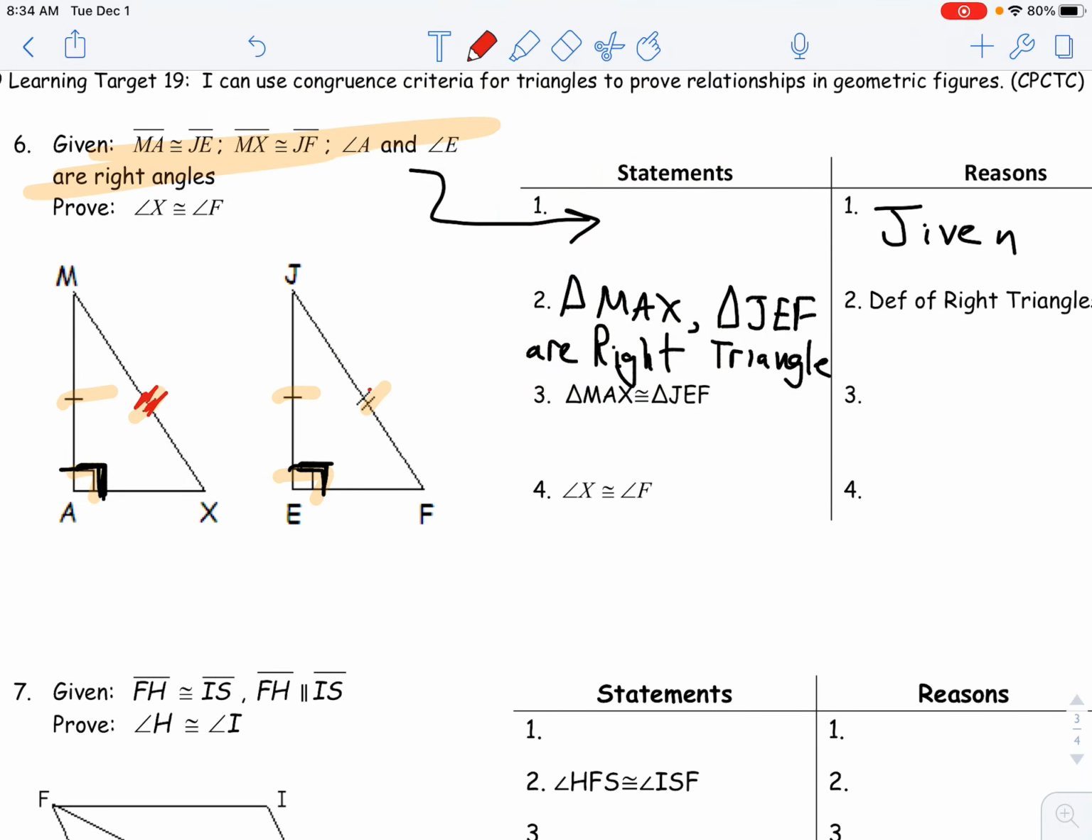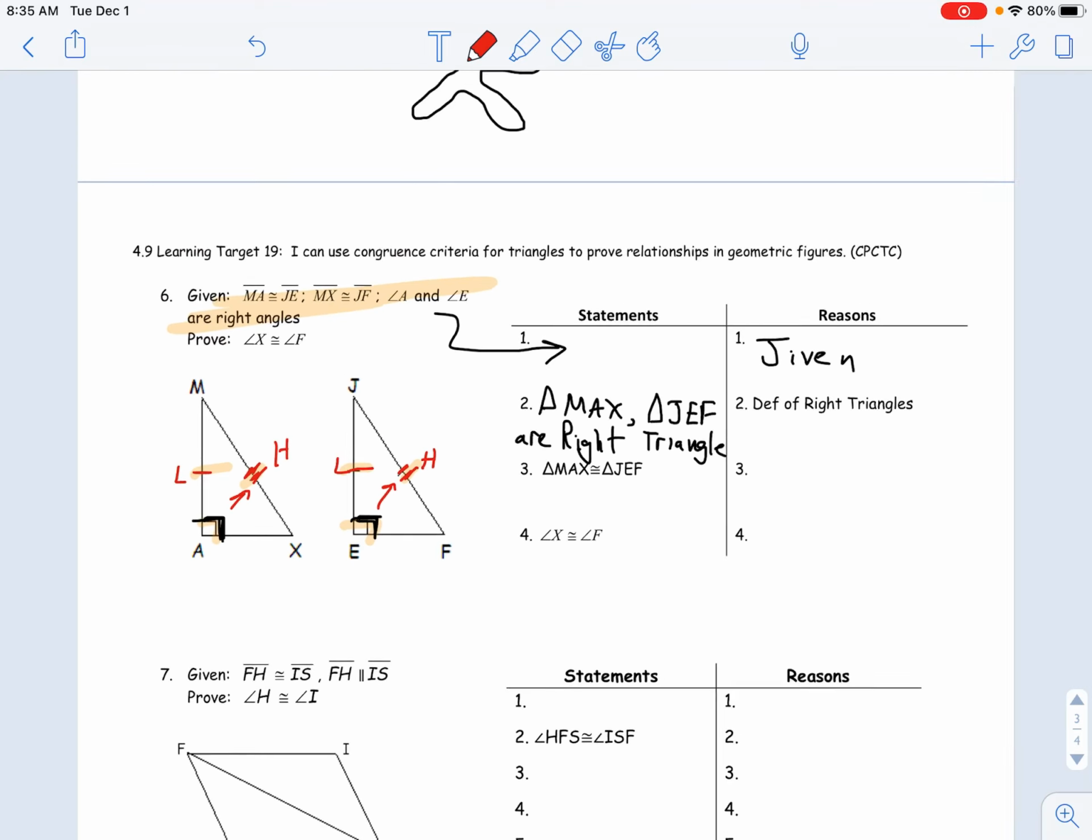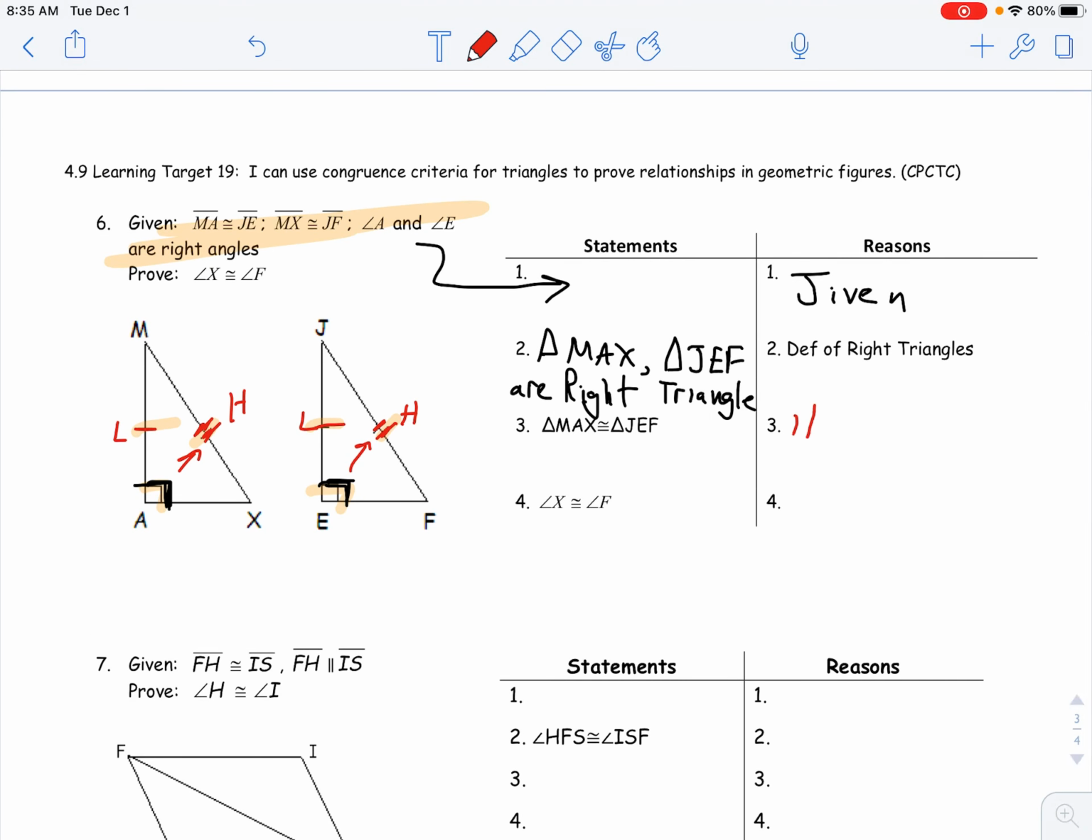Notice that MX and JF, what's so great about those? They're hypotenuses, the longest side of a right triangle. They're opposite the right angle. And then MA and JE are legs. So these two triangles are congruent by hypotenuse leg.